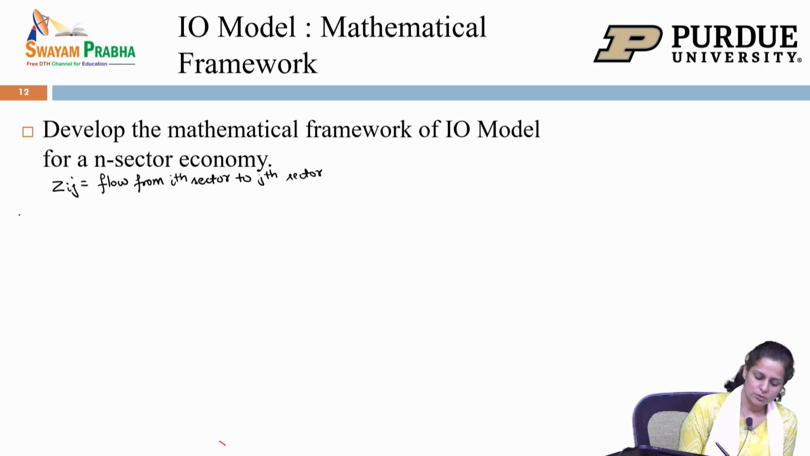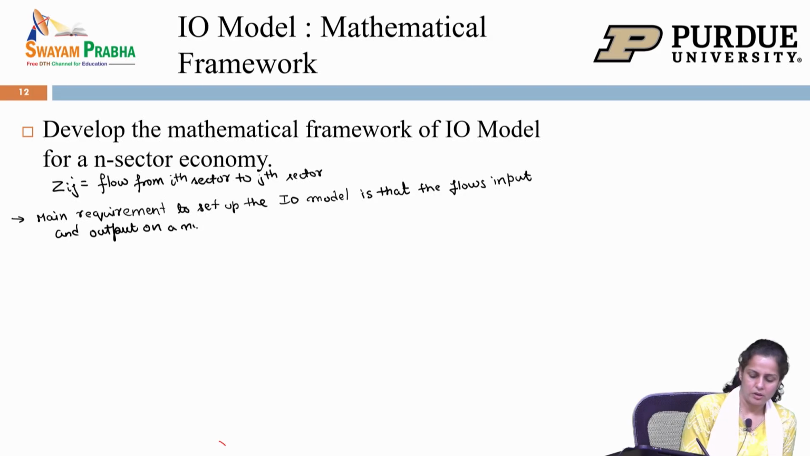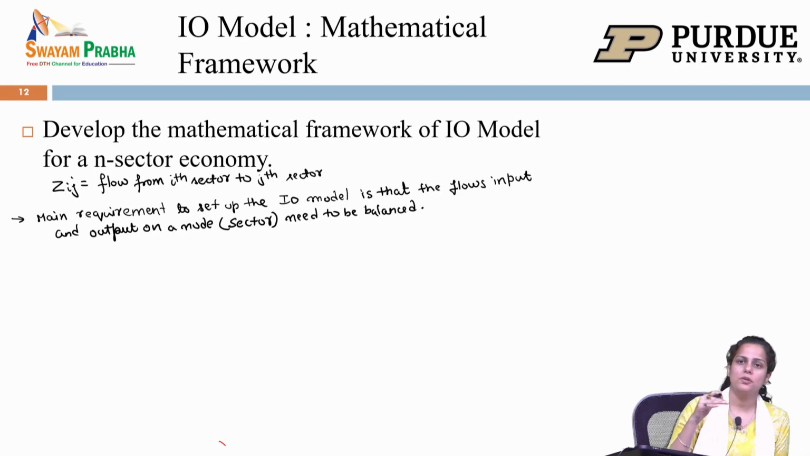So the main constraint or the main requirement to set up the IO model is that flows, input and output on a node, and your nodes are mainly the sectors in the economy, need to be balanced. So it's a requirement which is mainly saying that we cannot create new economic flows in the system. Whatever is coming into a sector in terms of economic flows is what needs to go out.